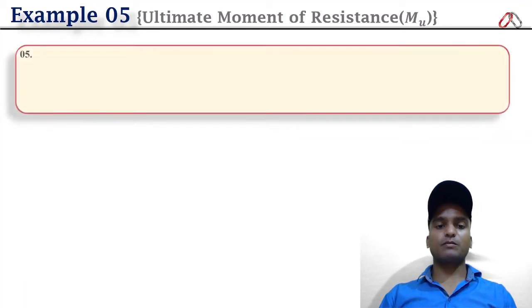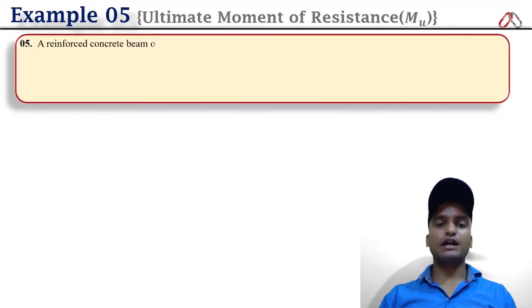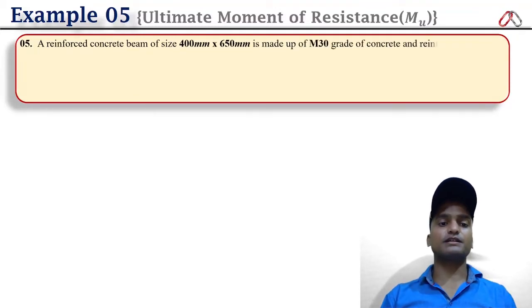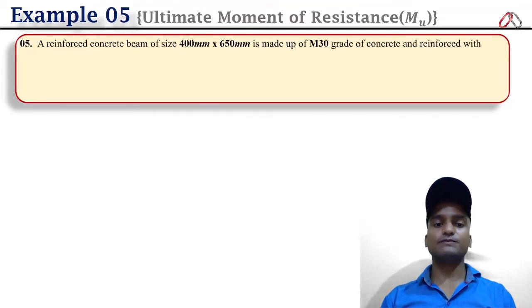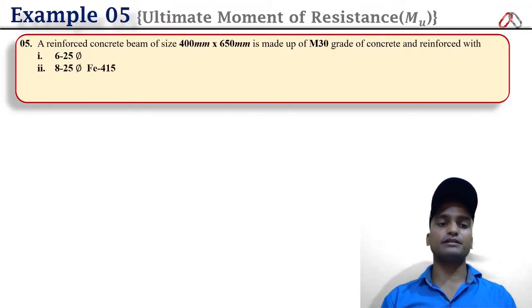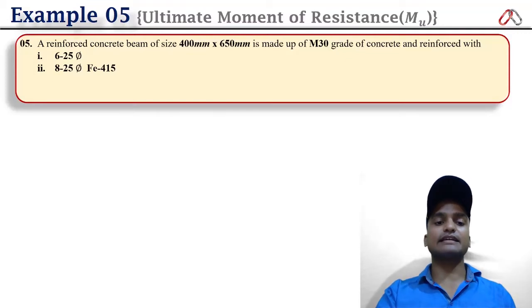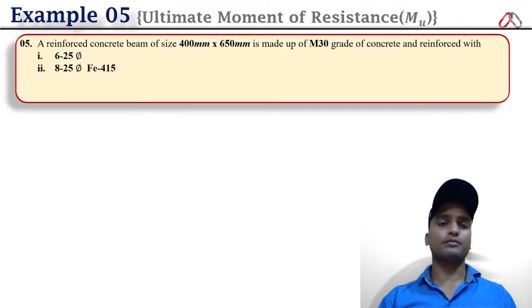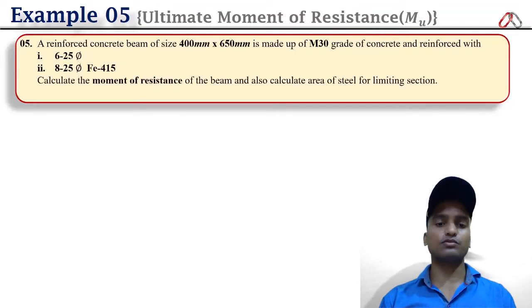So this is the next problem where we are going to calculate the ultimate moment of resistance Mu. The problem statement is that a reinforced beam of size 400 mm by 650 mm is made up of M30 grade of concrete and reinforced with, in the first case, 6 bars of 25 mm diameter, and in the second case, 8 bars of 25 mm diameter steel, and the steel grade is Fe415. We have to calculate the moment of resistance in both cases.